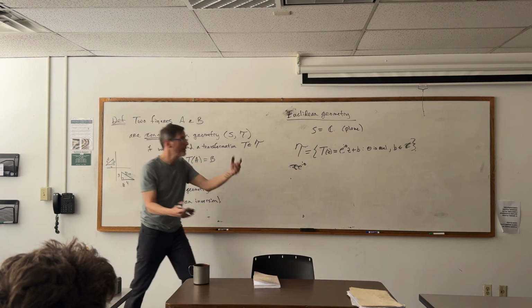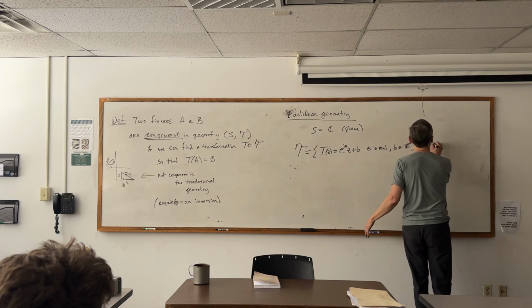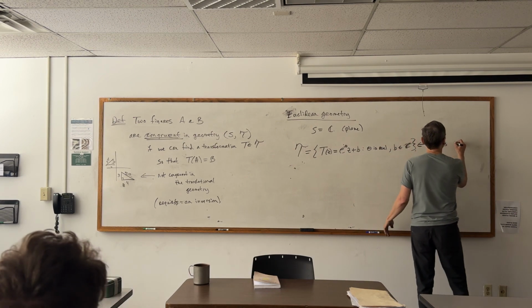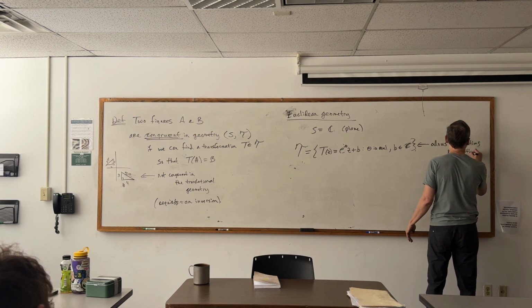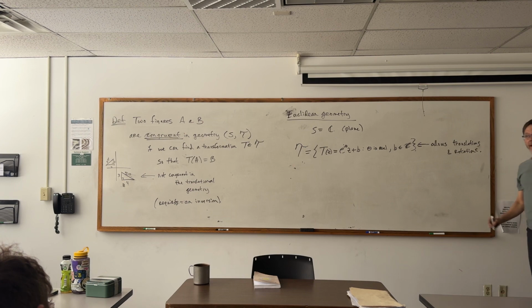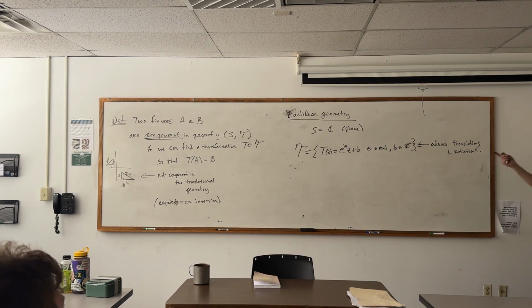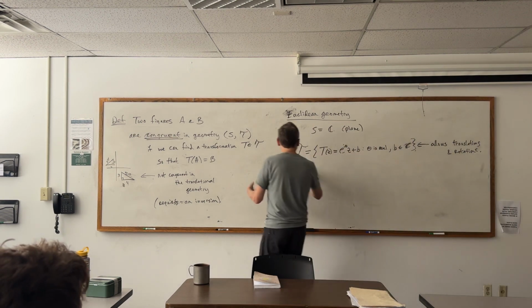That's it. So this allows translations and rotations. That's it. No flipping yet. Still can't invert. Inversion still requires some idea of infinity, because what are you going to do with 0? You've got to send it somewhere. So this is Euclidean geometry.